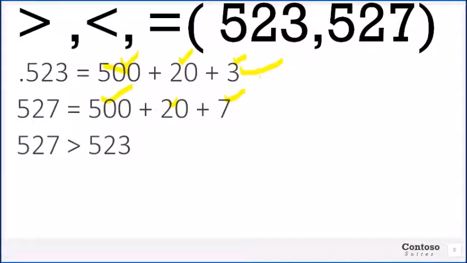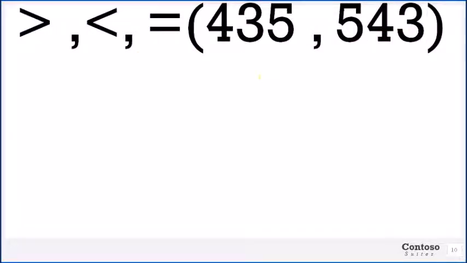527. We can represent it like this also: 527 is larger than 523. Otherwise we can represent it like this also. Now let's do another question. There are two numbers given, that is 435 and the next one is 543. So we can do it by expansion form.